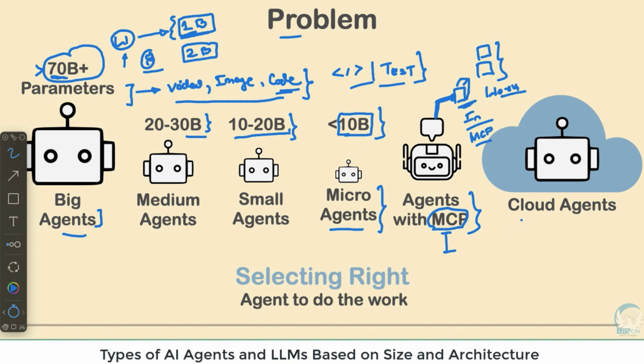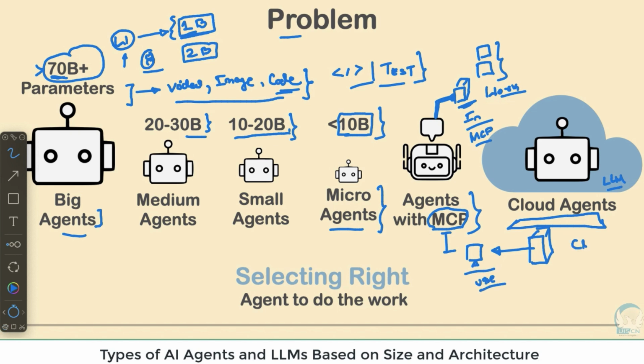Now there is one more category that we can see, which is cloud agents. These are hosted on hardware which the vendor basically owns. We plug and play the APIs into our own computer. So we will not be running these agents or large language models on our own hardware, but they are running on cloud infrastructure. We are just going to use them on our computer.